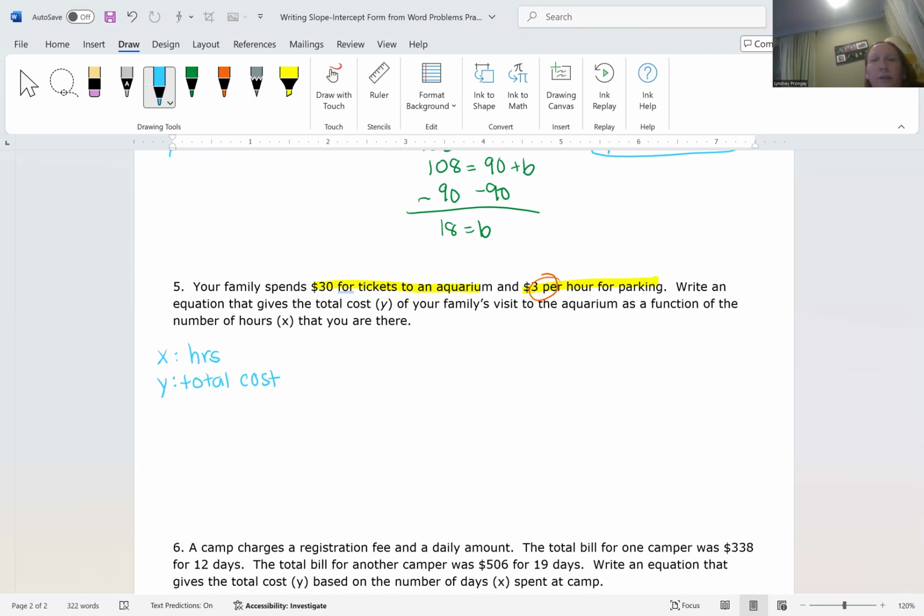Here we have all the information. It's $30 for tickets. That's just going to be $30. That doesn't depend on how many hours you spend there. It's $3 per hour for parking. This one's just y equals 3x plus 30. Love those. Nice and quick. Don't really have to think a whole lot.